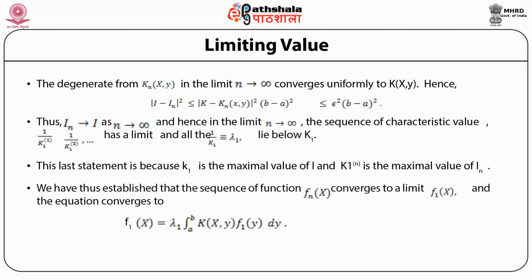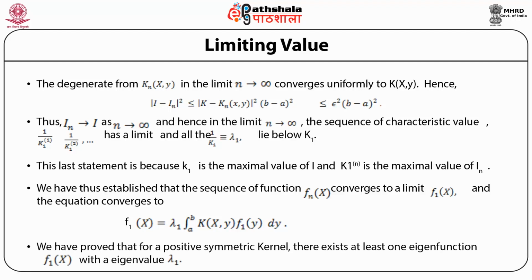We have thus established that the sequence of functions f_n(x) converges to a limit f_1(x), and the equation converges to f_1(x) equal to λ_1 times the integral from a to b of K(x,y) f_1(y) dy. We have thus proved that for a positive symmetric kernel, there exists at least one eigenfunction f_1(x) with eigenvalue λ_1.